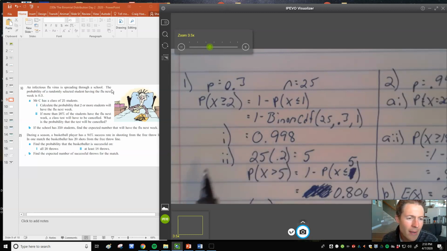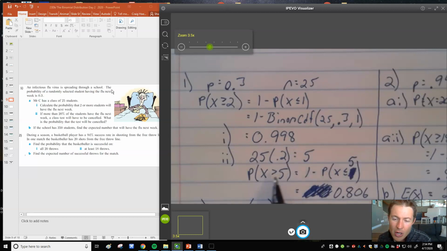Let's look at question 2. If more than 20% of the class has the flu next week, this test is going to have to be canceled. So first, let's figure out what 20% is. 20% times 25, we get 5. If we're looking for more than 20%, we're looking for the probability x is greater than 5. Now, originally when I did it, I put the wrong number there. I put a 4 here.